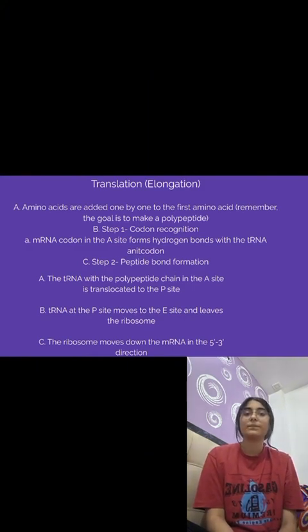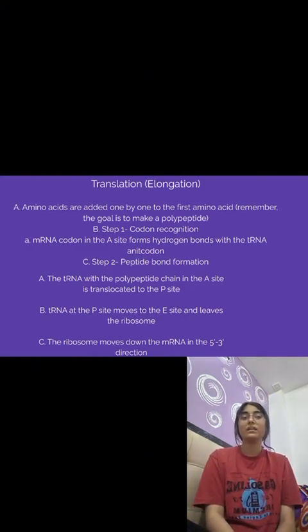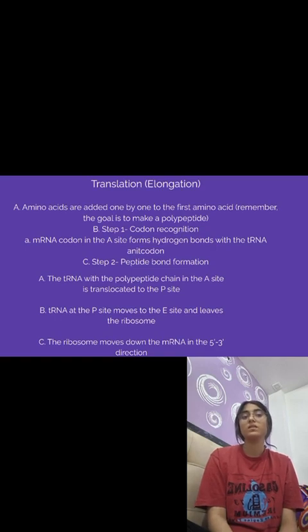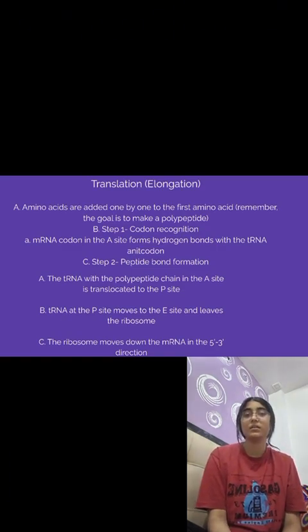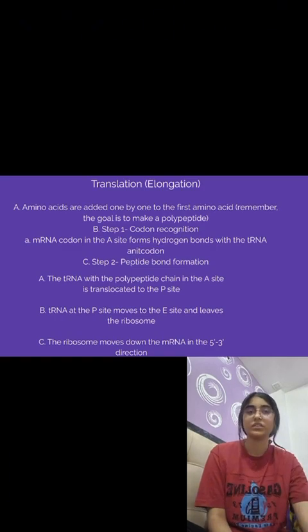This one is the third step, translocation. The tRNA at the P site moves to the E site and leaves the ribosome. The ribosome moves down the mRNA in the 5' to 3' direction, and the direction remains constant, 5' to 3'.